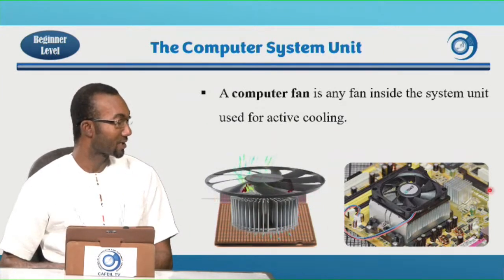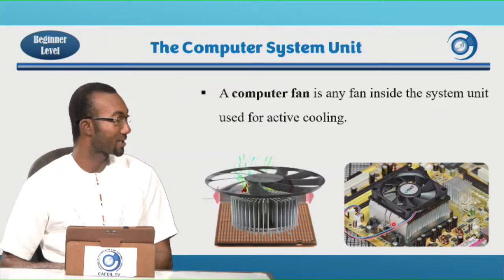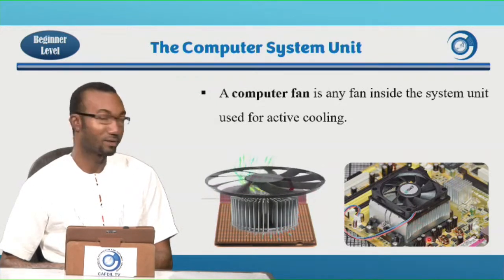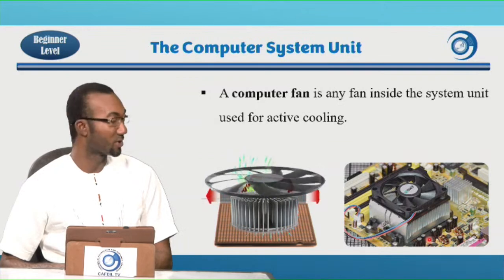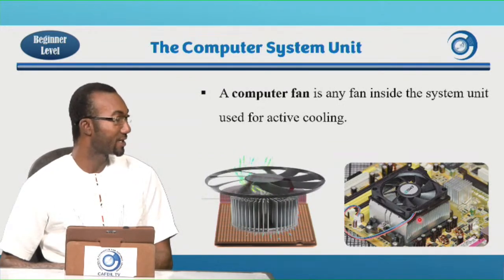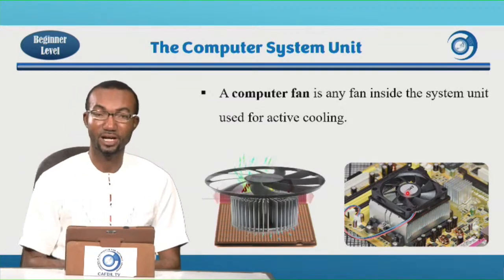So viewers, that is the real setup in the system unit. When you open a system unit, this is what you find. This is the heat sink, and on top of the heat sink is the fan, and this heat sink is on the processor. So it will draw the heat from the processor and the fan will blow it away.